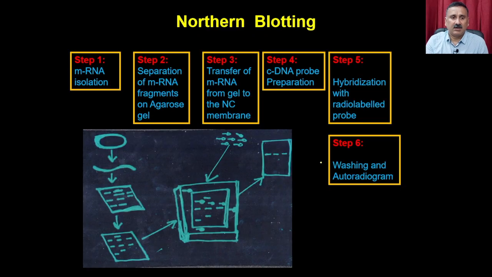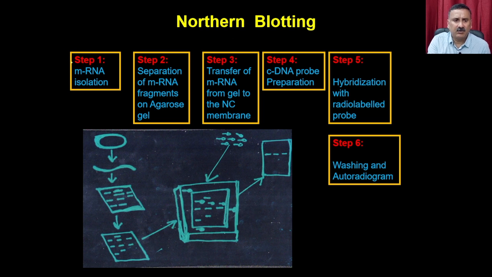and then you are going to separate the RNA onto the agarose gel, and then you are going to transfer that onto the nitrocellulose membrane, and then you are going to probe it with the suitable radioactive probe, followed by developing that with the help of the autoradiogram. So in a Northern blotting, you are going to have the 6 steps.